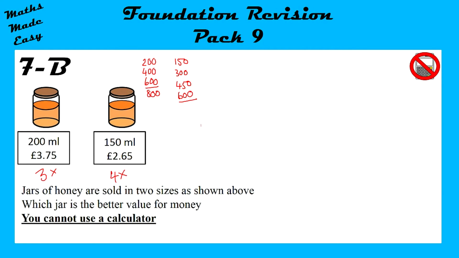So the first sum I'm going to do is 3 times £3.75, and that will give me my total for the other one, which is £11.25, and then I'm going to need to do 4 times £2.65, which gives me £10.60. So I can see that this jar is the better option.